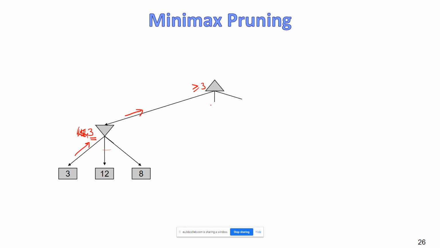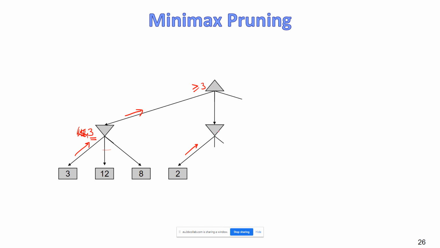Now, can we ignore the rest of the tree? Of course not, because a value here that is less than or greater than 3 will change the value of the root, so we cannot stop. We'll have to continue. The leftmost child of this is 2. Now 2 will be passed up.